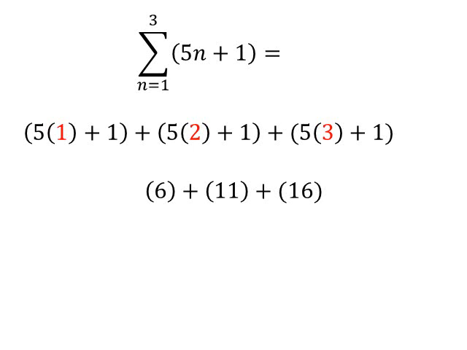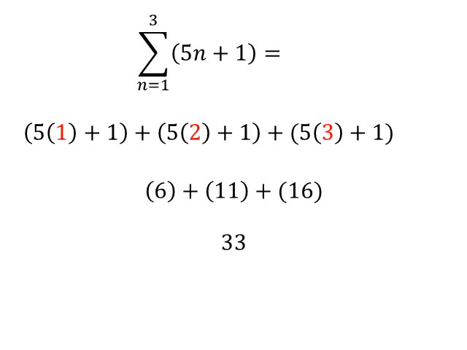And I've already got started underneath. If you do 5 times 1 plus 1, you get 6. 5 times 2 plus 1 is 11. And 5 times 3 plus 1 is 16. So now I have three numbers, and I add them. I add the 6, the 11, and the 16. 6 plus 11 plus 16 is going to give me 33, and so the evaluation for that sum, when it says evaluate this sum, is 33.